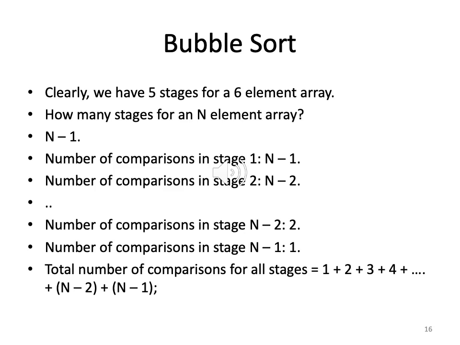So we know that we have n-1 stages. Next task is, in each stage, how many comparisons and swaps do we have? And then we add for all of them. So number of comparisons in stage 1, number of comparisons in stage 2, and so on. If you look at the previous case, how many comparisons did we have in stage 1? So 10 and 4, then 10 and 2, then 10 and 3, then 10 and 6, and then 10 and 11. So 1, 2, 3, 4, 5.